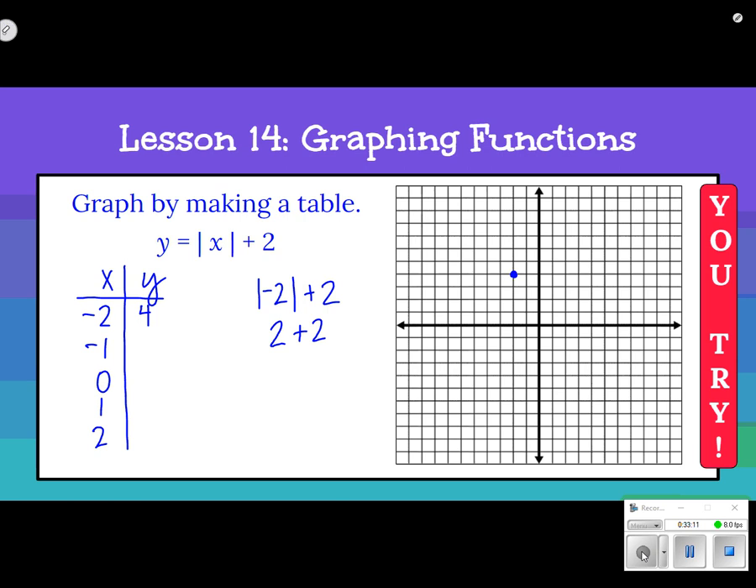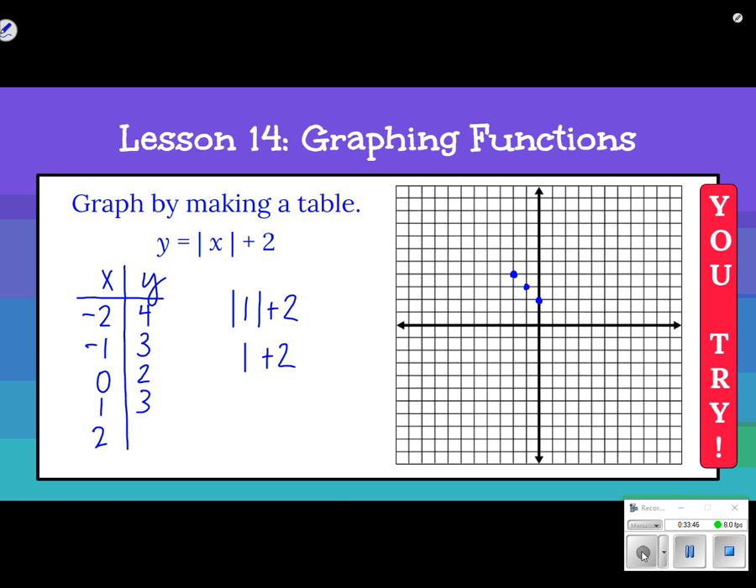All right, let's try negative 1. The absolute value of negative 1 is 1. 1 plus 2 is 3. So negative 1, 3. Let's plug in 0. The absolute value of 0 is 0. 0 plus 2 is 2. So 0, 2. Now we're going to do the absolute value of 1, which is 1. 1 plus 2 is 3.